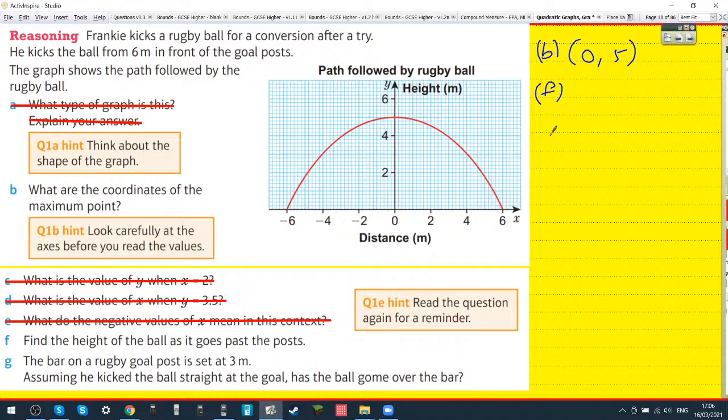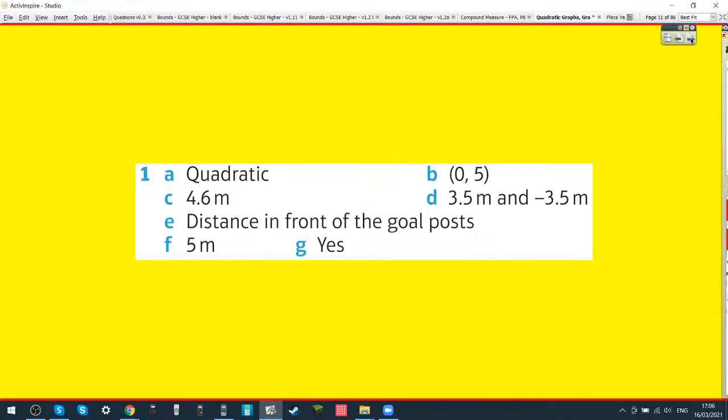Height of the ball as it goes past the bow. Is that 5 meters? Yeah, 5 meters. And G. Yeah, it has. It was like 2 meters over, because the thing at 3 meters went up to 5. Yeah.